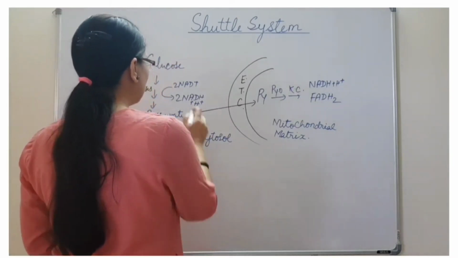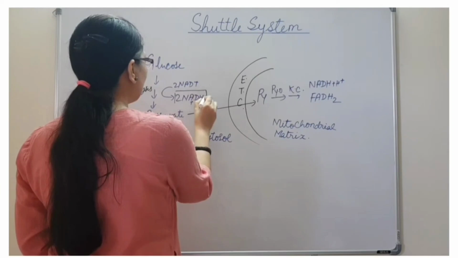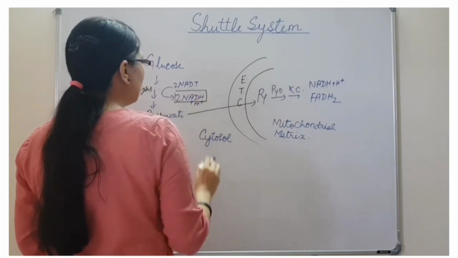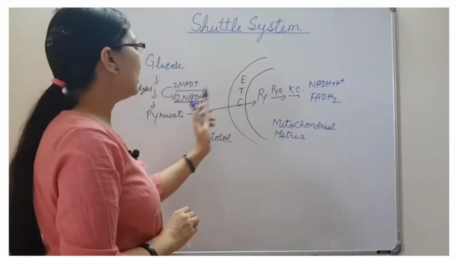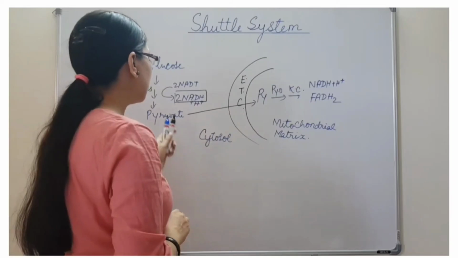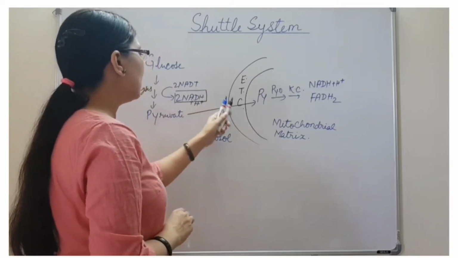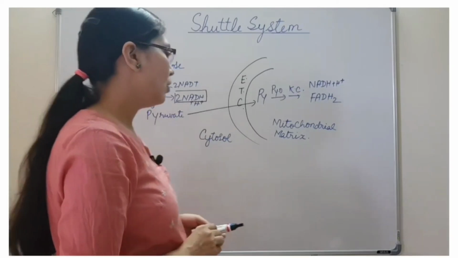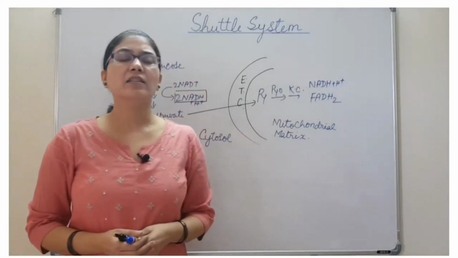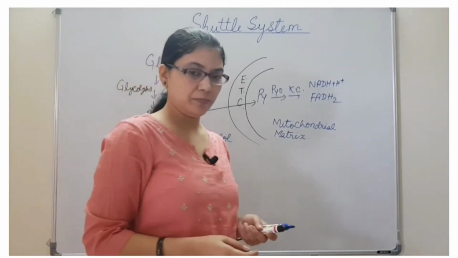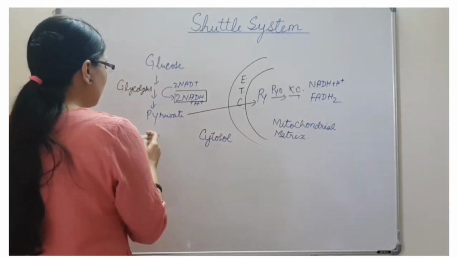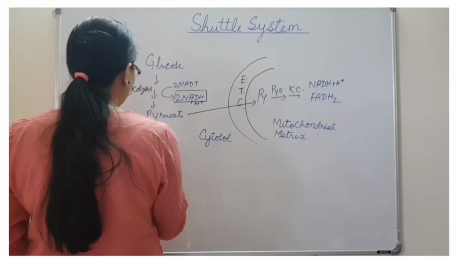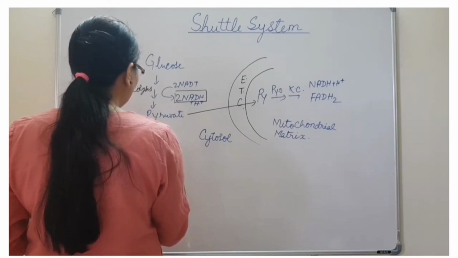But what happens to this NADH that is present in the cytosol? It cannot enter the mitochondrial matrix as inner mitochondrial membrane is impermeable to NADH. For this, there are certain shuttle systems present. In this shuttle system, there is a carrier molecule present.